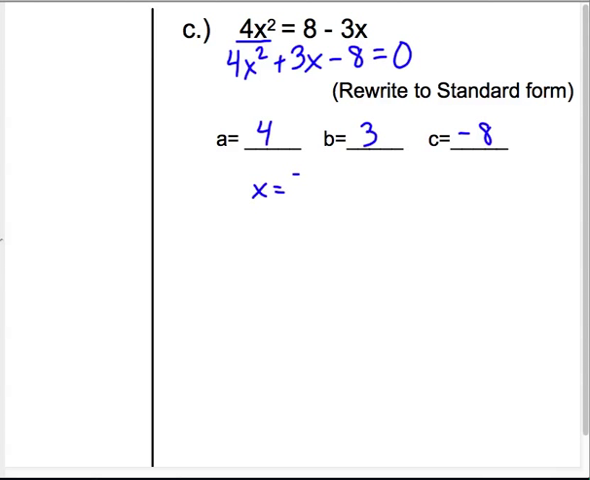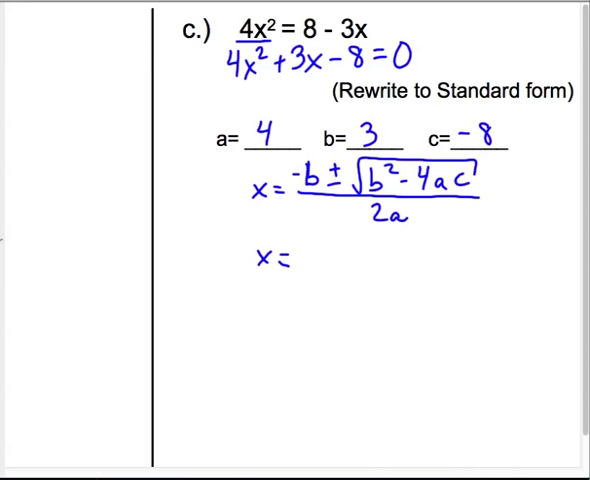I don't know why I don't have the quadratic formula in this one, but let's write that down again. x equals negative b plus or minus square root b squared minus 4ac all over 2a. Substituting b is 3, so it's the opposite of 3, plus or minus square root 3 squared minus 4 times a, which is 4, times c, which is negative 8, all over 2a, which is 4.